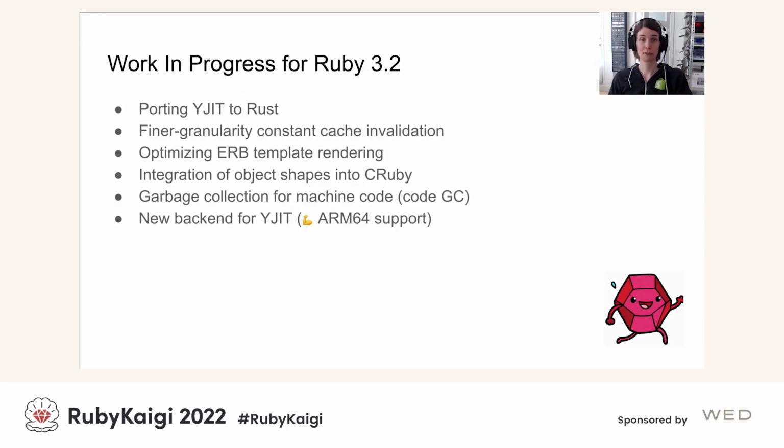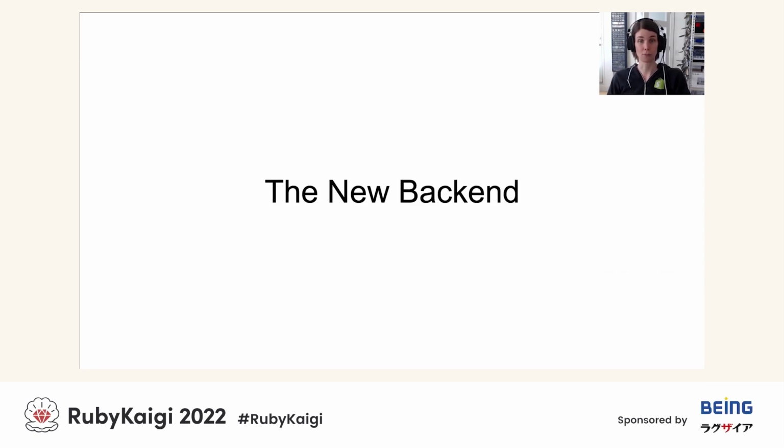The YJIT team has many great improvements in progress for Ruby 3.2, including porting YJIT to Rust, finer granularity constant cache and validation, optimizing the rendering of ERB templates with YJIT, the integration of object shapes into CRuby, a system to garbage collect machine code generated by YJIT, and of course, the new backend for YJIT, which is going to bring ARM64 support. And of course, the focus of this talk is on the new backend.